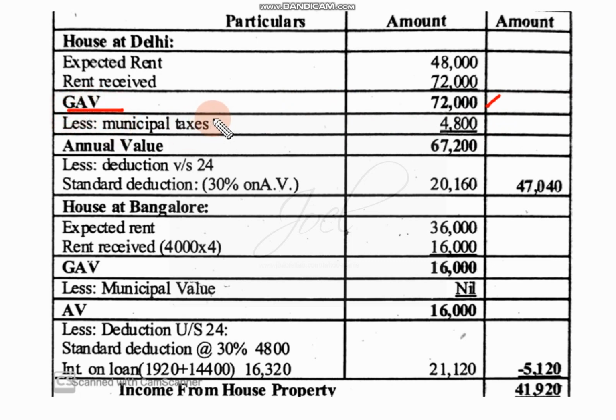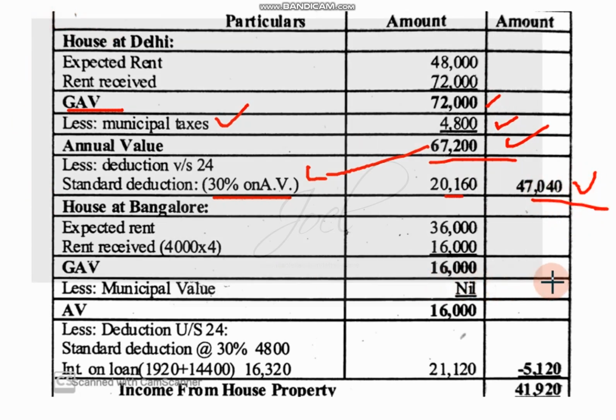From gross annual value, only one deduction, that is municipal tax, 4,800. How did you get this? In the problem it is given that 10% is the municipal tax. At 10% municipal tax is leviable, so that's why 4,800. When you deduct, you will get the annual value, that is 67,200. Then as usual, you have to deduct 30% standard deduction. 30% on 67,200 is 20,160. When you deduct, you will get 47,040.